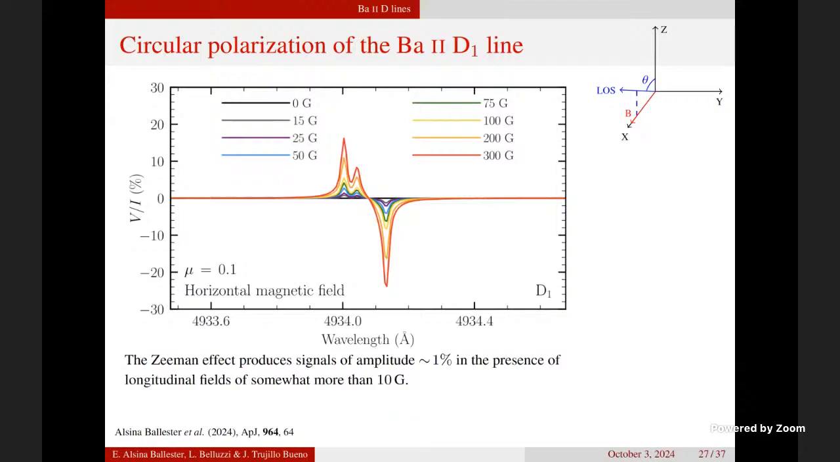So the Zeeman effect produces signals of amplitude of around 1% in the presence of longitudinal fields somewhat larger than 10 Gauss. On the other hand, I draw your attention also to this double peak in the blue wing, which is specifically due to hyperfine structure. And now I continue talking.